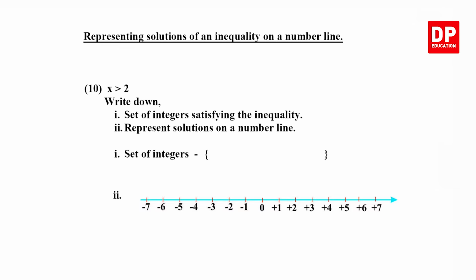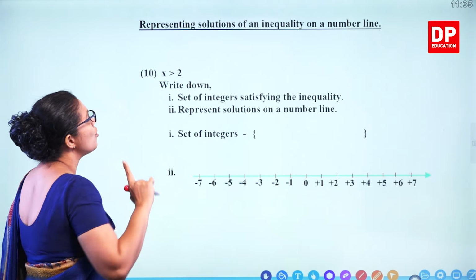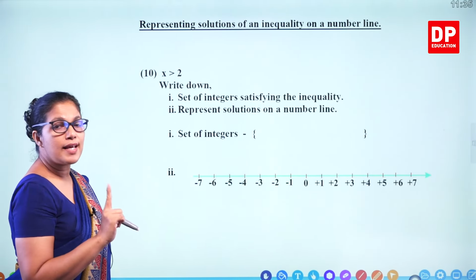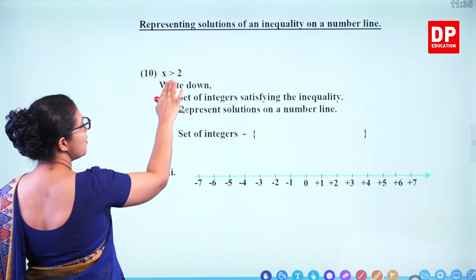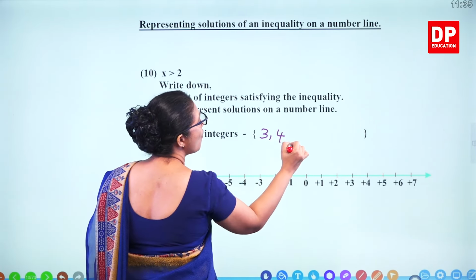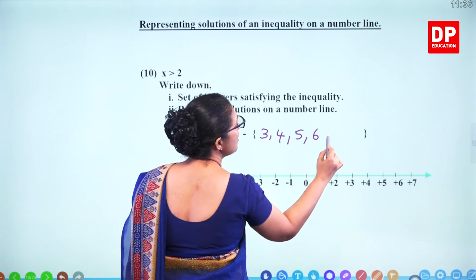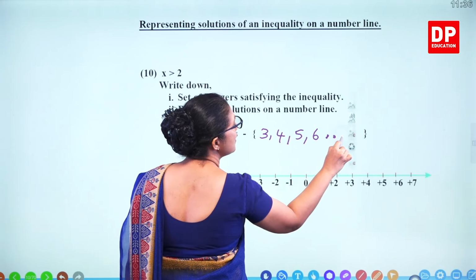Representing solutions of an inequality on a number line. Look at this one, x greater than 2. So what are the integers satisfying this inequality? 2 is not included. So 3, 4, 5, 6 like that. It's continuing. You can put 3 dots.